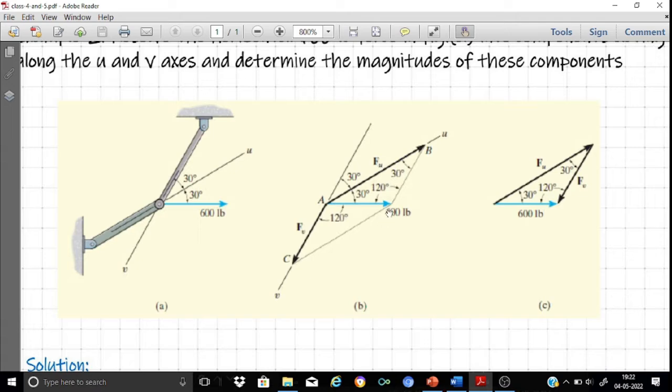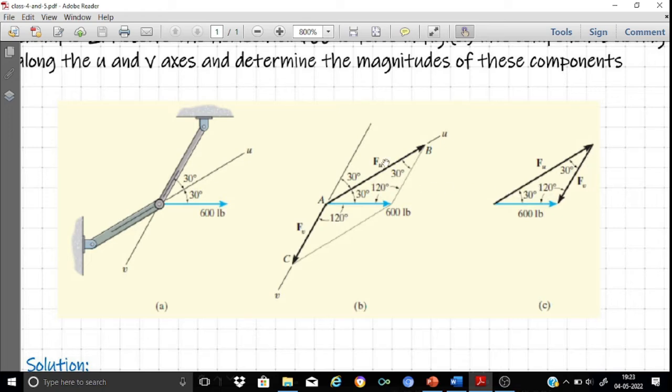Similarly, we draw from the head of this diagonal a line parallel to the U axis, where it meets the V axis at point C. Then AC represents the component of the 600 lb force along the V axis. As you can see, we have completed the parallelogram in which the diagonal is represented by the 600 lb force and the adjacent sides, directed along the U and V axes, give us Fu and Fv. And the vector triangle extracted from this parallelogram is shown here.